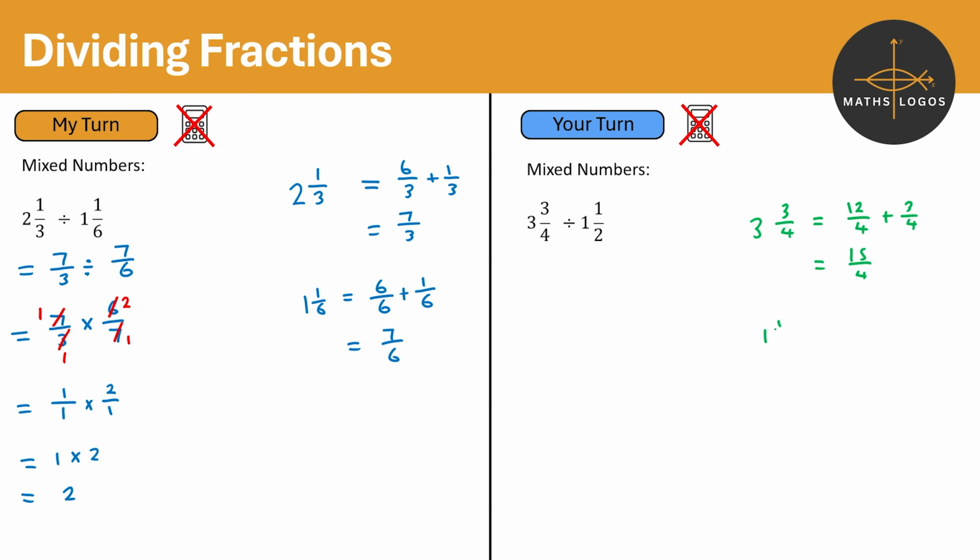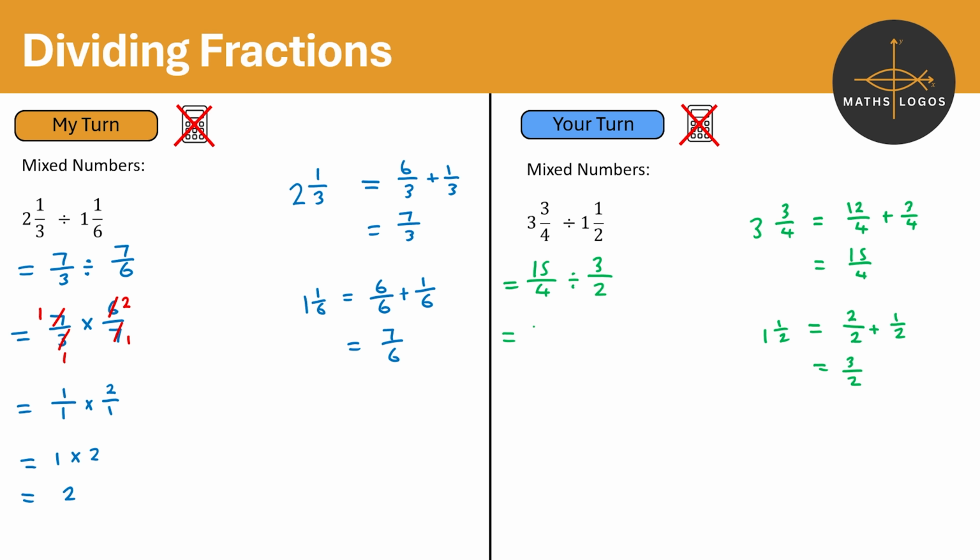And then I'll take my 1.5. 2 multiplied by 1 is 2. Put that over the original denominator and add on the other part. So 2 halves and 1/2 is 3 halves. Then substitute those back in place of our original mixed numbers. So I've got 15 over 4 divided by 3 over 2.